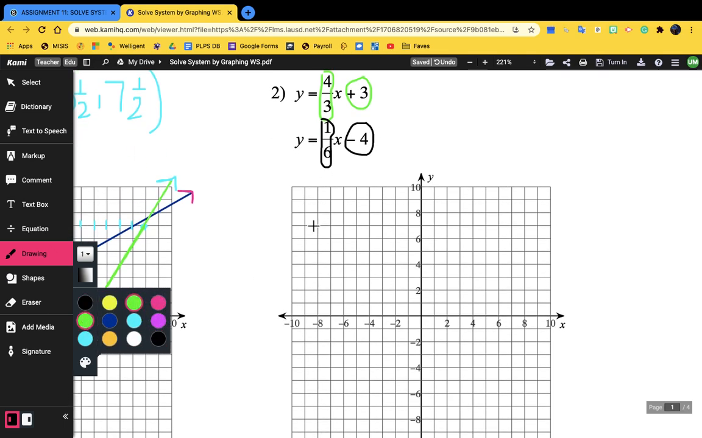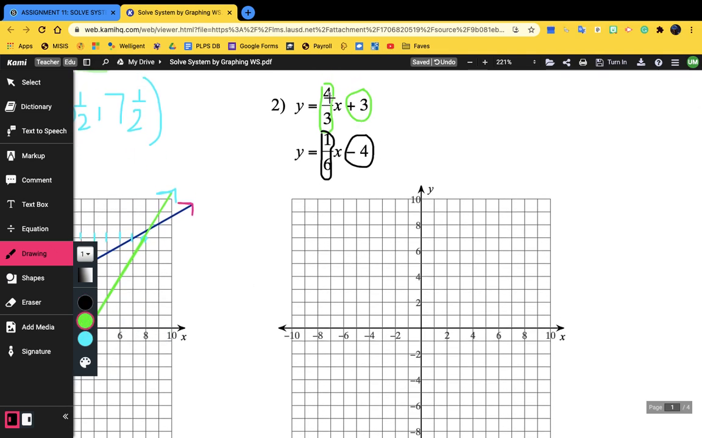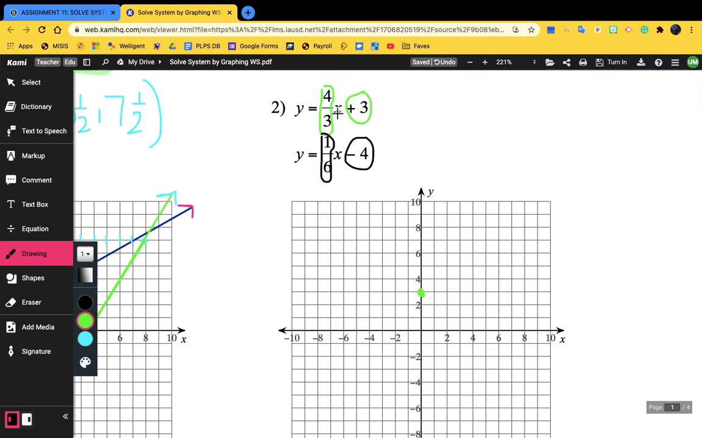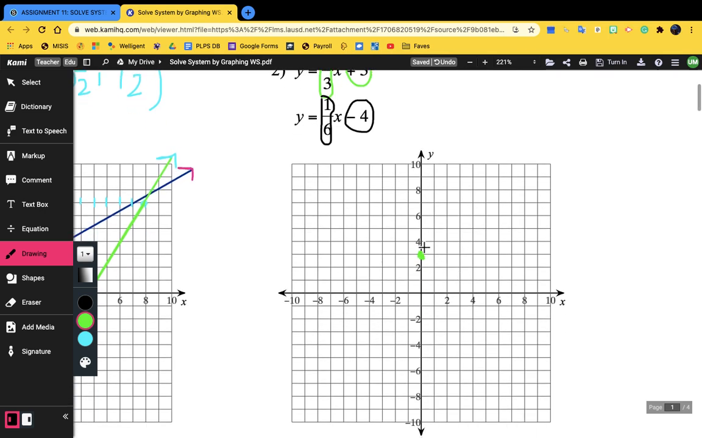So first I'm going to go with the first equation. My y-intercept is 3, so I go to 3 and I graph 3. And I'm going to go up 4 over 3. 1, 2, 3, 4, and over 1, 2, 3. And this is my second point right there.